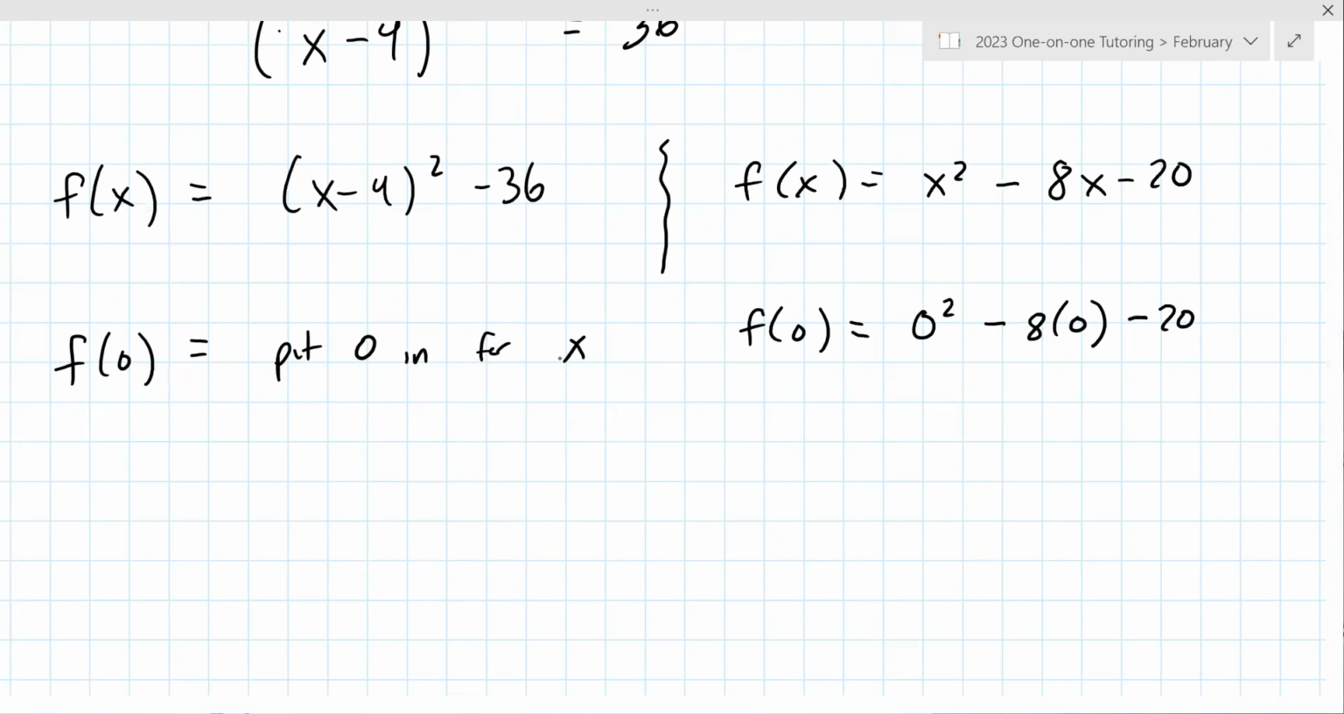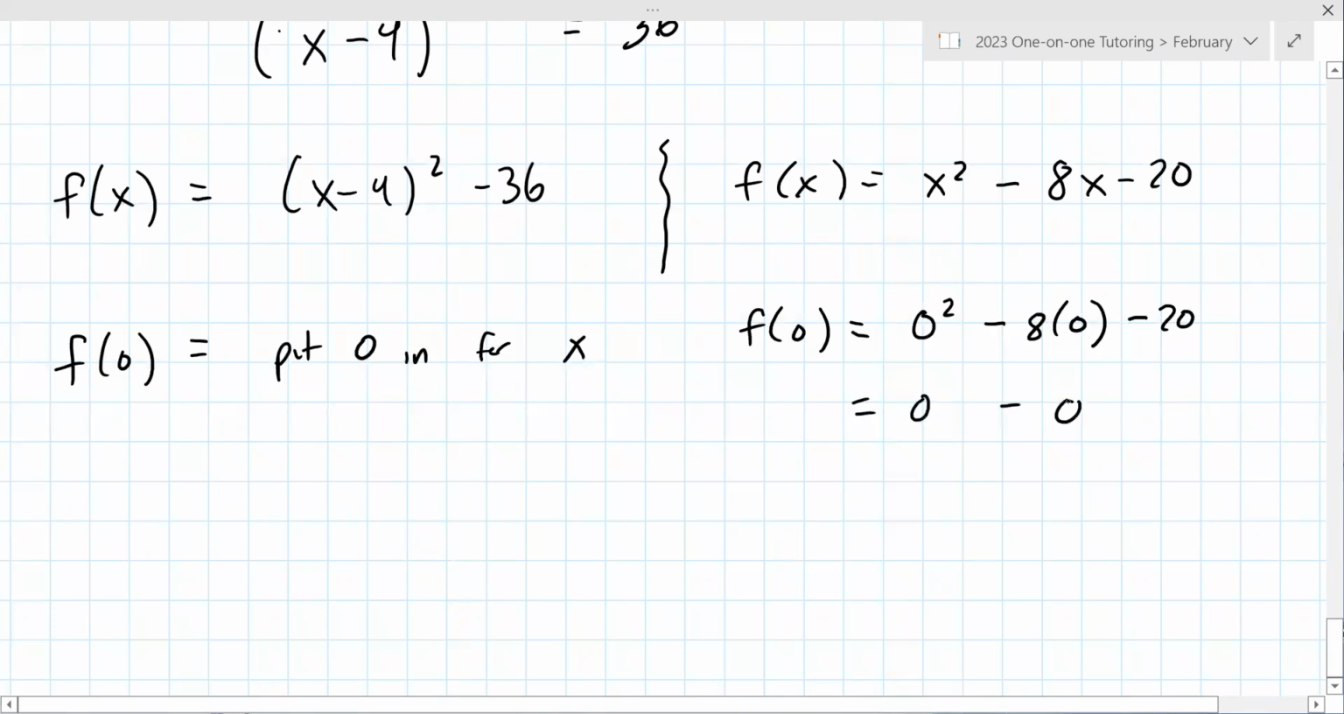Okay, what do you do from that point? Just simplify. What is 0 squared? 0. 8 times 0 is 0. So we've got 0 minus 0 minus 20. What does that simplify to? Negative 20. Okay, so that's your y-intercept. 0 comma minus 20 is your y-intercept.